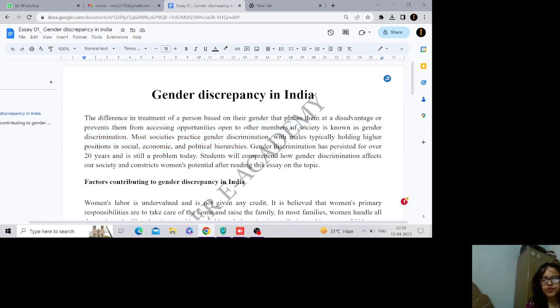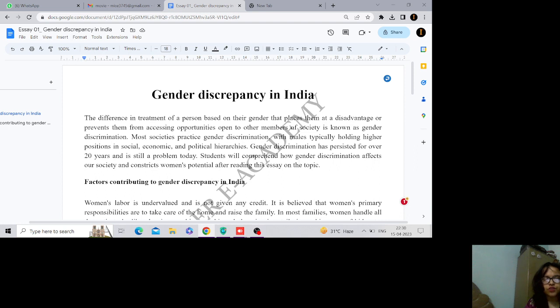Gender discrimination has persisted for more than 20 years. It is still a problem today. It is not a new thing that we are seeing. Students will comprehend how gender discrimination affects our society and constricts women's potential after reading this essay on the topic. So the outcome, or what you can learn, is how gender discrimination is affecting our society and how it stops women from maximizing their potential, from making the most of the opportunities available.